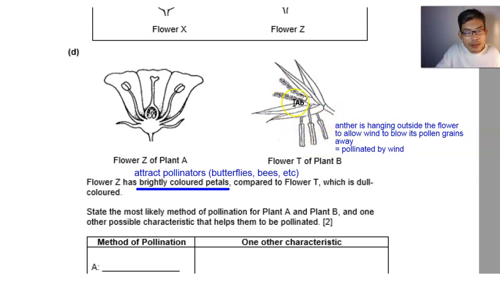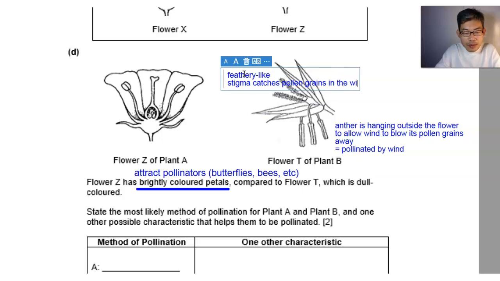And look at this stigma. They are feathery like. So this feathery stigma has a purpose. Right, what's the purpose? It catches pollen grains in the wind or in the air.